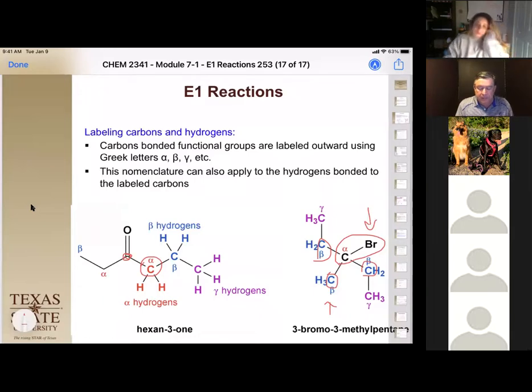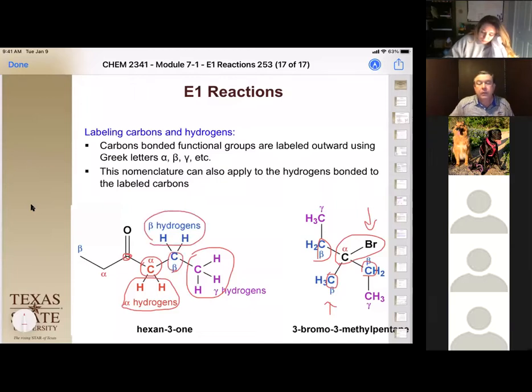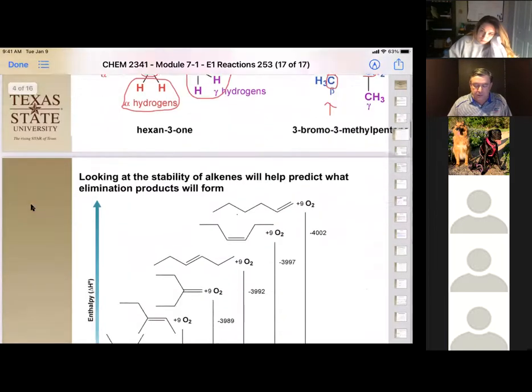Okay, and then we actually also have the next thing over, it would be the gamma carbon, and those would have gamma hydrogens on it. Okay, so it's the hydrogens bound to the type of carbon. So it's the alpha hydrogens, and the beta hydrogens are on the beta carbon. So our leaving group is on the alpha carbon, our hydrogen is on the beta carbon, and we need to choose the right beta carbon. Okay, so we'll get to that.